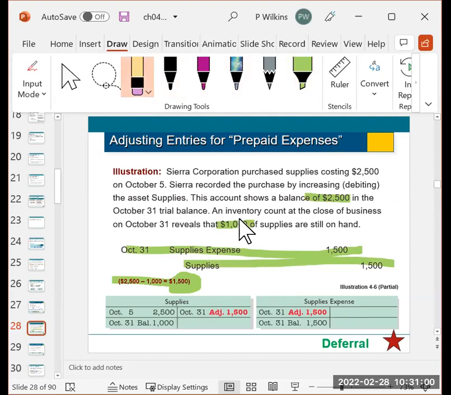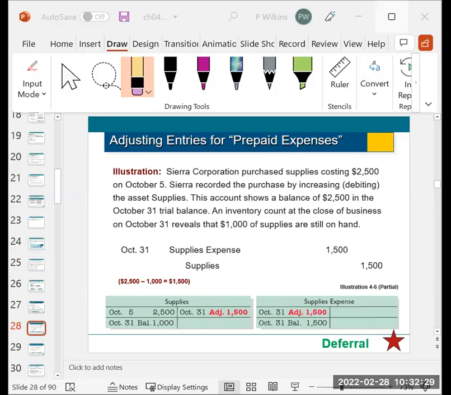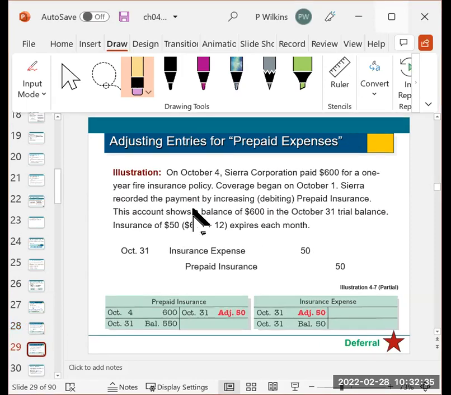Okay, so you will want to know this entry because this is one that you will see again. The key piece for supplies, we're always looking for what we used. Okay, let's see. So here's another example.